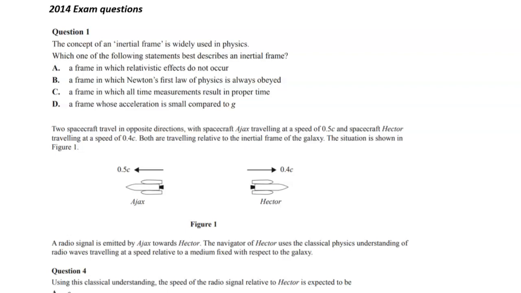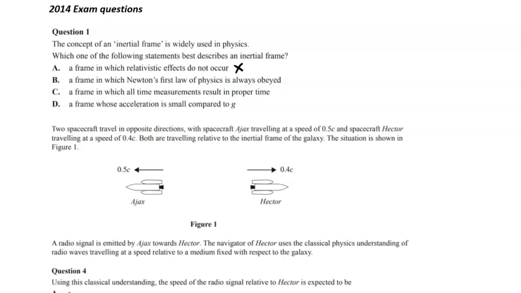Remember, an inertial frame is a frame of reference that's traveling at constant velocity and all of the laws of physics normally obey. And it says best describes, so there might be one or two of those sort of like, oh, that's kind of right, but not quite kind of things. So, A, a frame in which relativistic effects do not occur. That's got nothing to do with inertial reference frames.